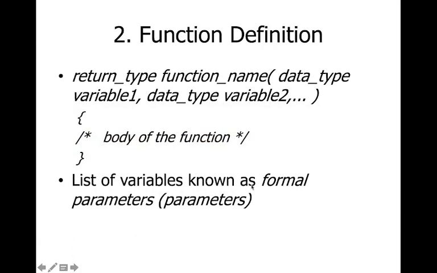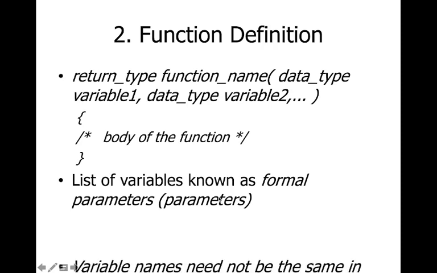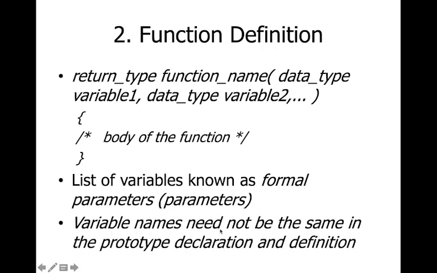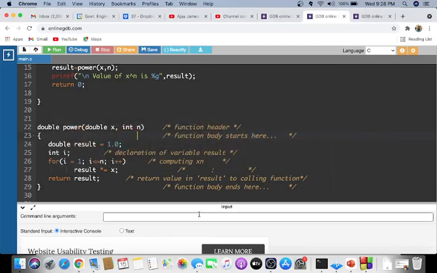In this list of variables, the variables are known as formal parameters, or simply parameters. So inside the function definition, these variable names are known as formal parameters. Variable names need not be the same in the prototype declaration and definition.